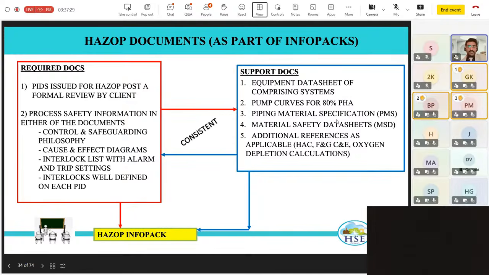So always have this habit, all the project guys, EPC guys, or even your process leads: insist on a HAZOP info pack. It is a little cumbersome activity, but it has enormous benefit down the line.